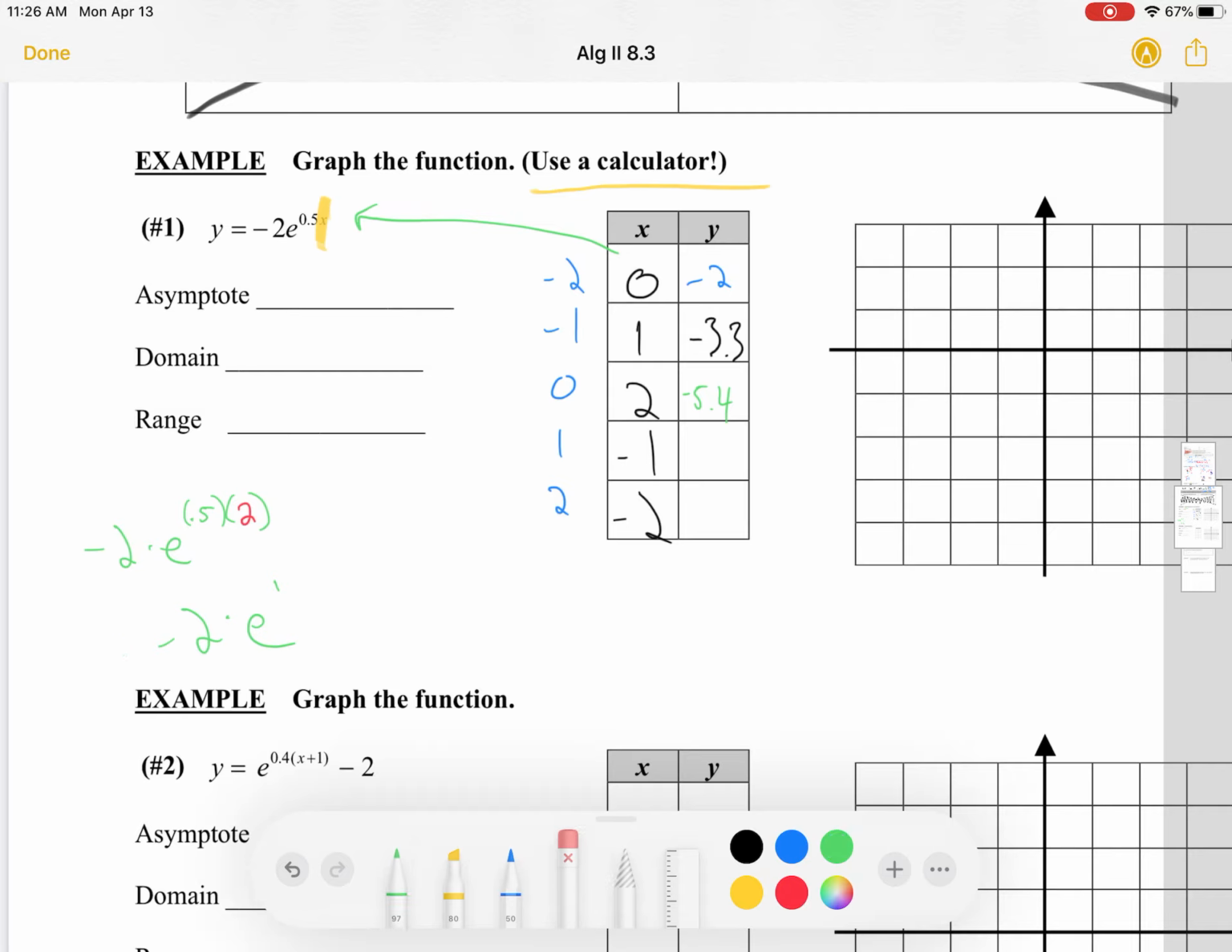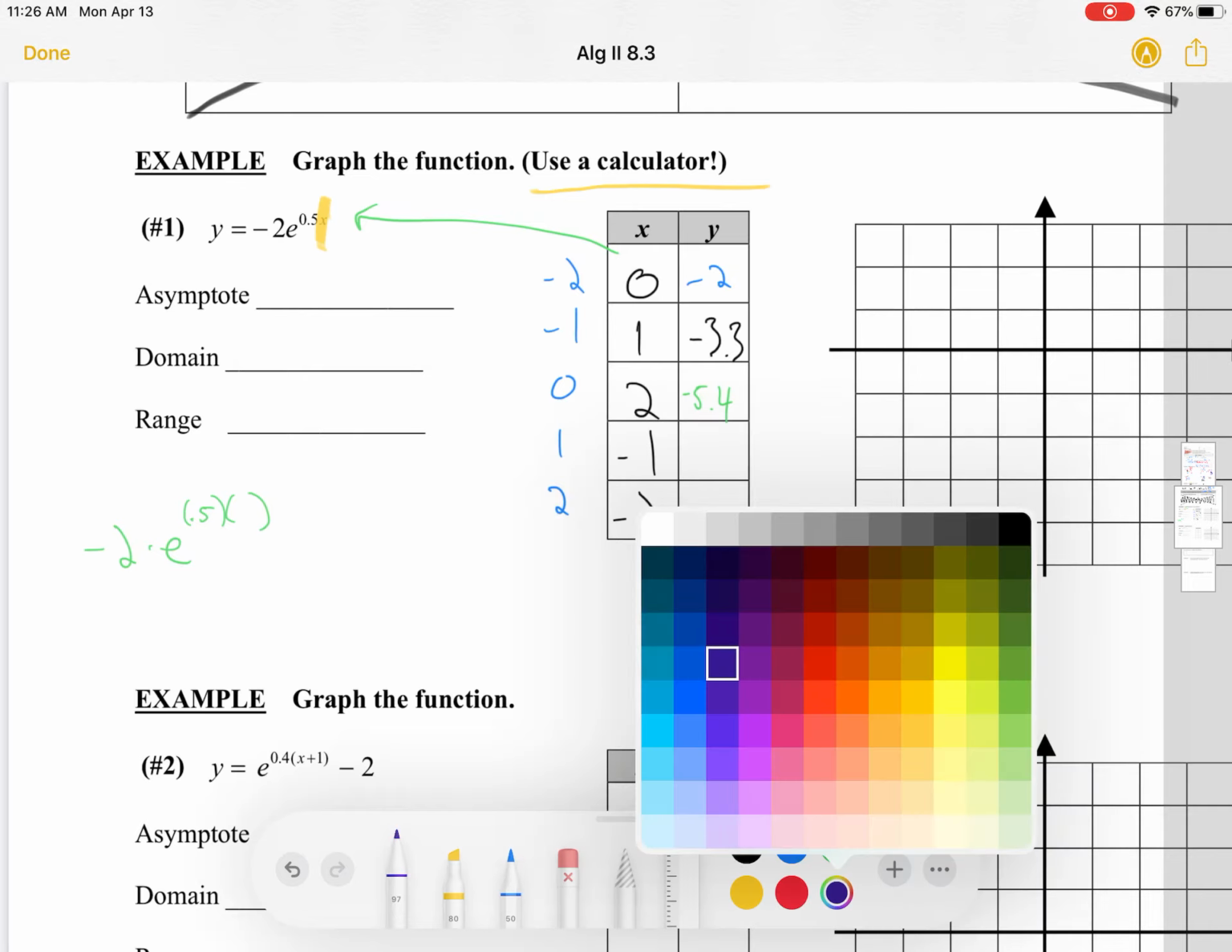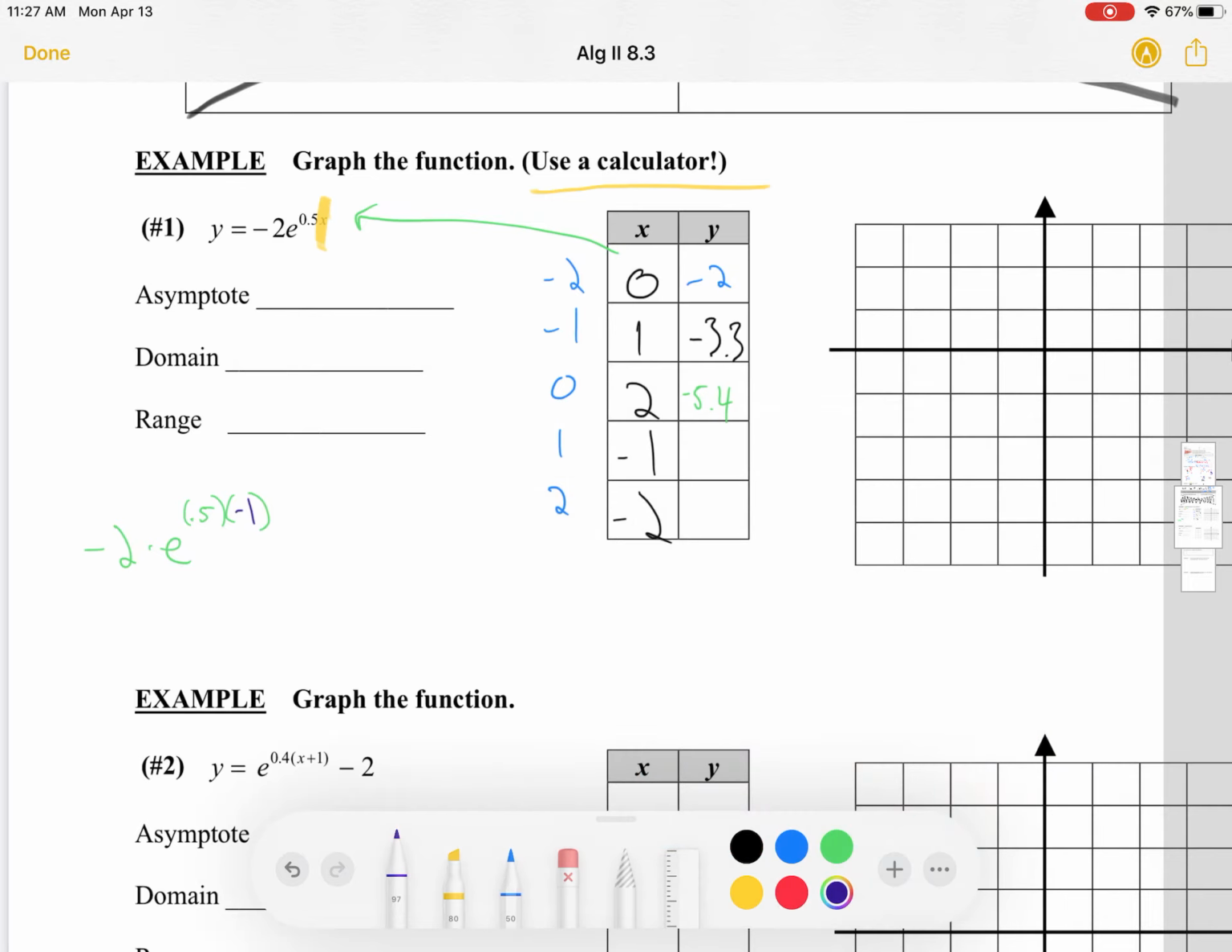So again, everything else is going to get erased besides the number I'm plugging in. Now I am going to plug in a negative 1. The first step you can do in your head. Negative 2 times e, negative 1 times 0.5 is negative 0.5. Okay, when you type all that into your calculator, negative 2 times e caret negative 0.5, you should get negative 1.2.